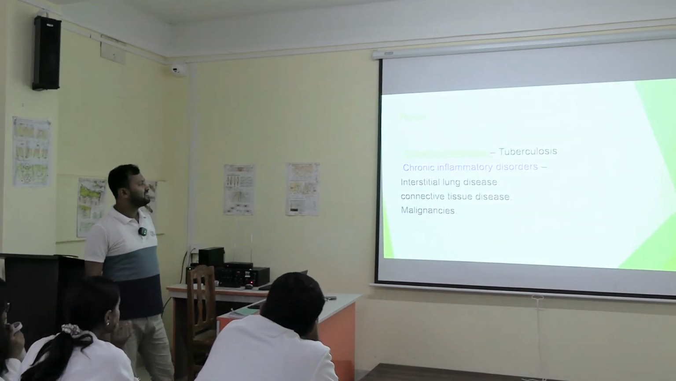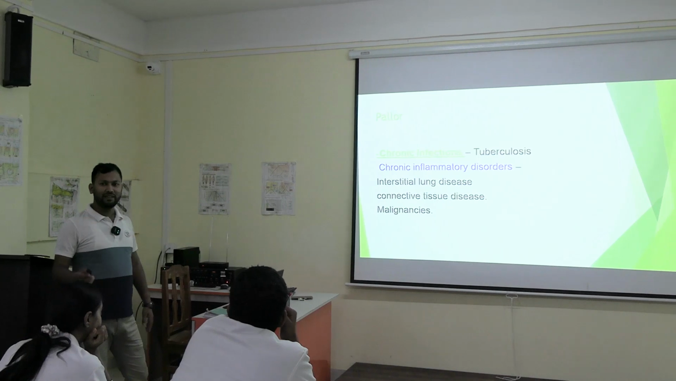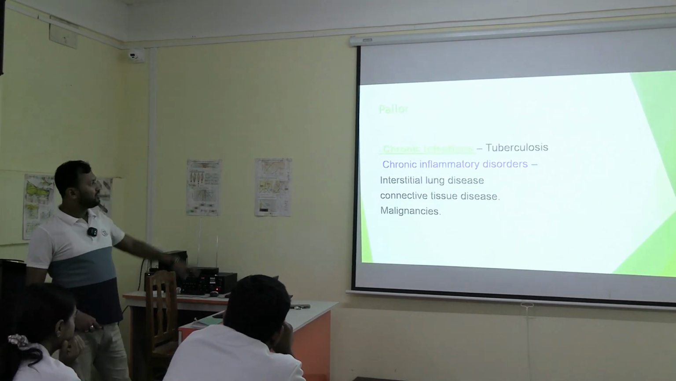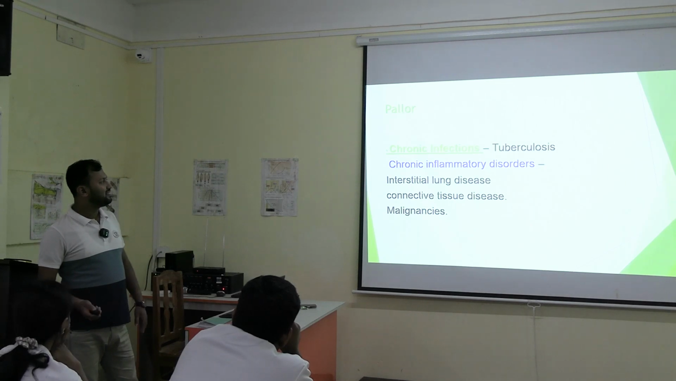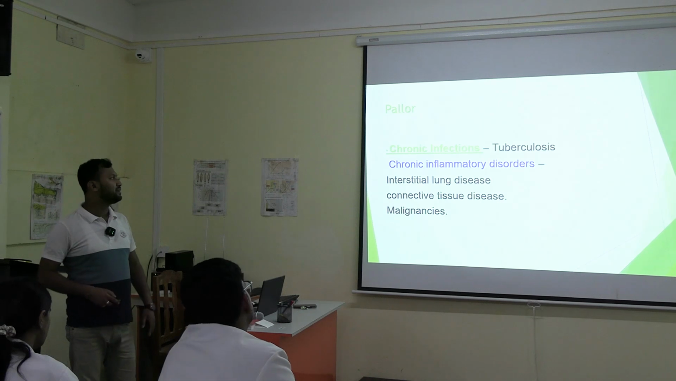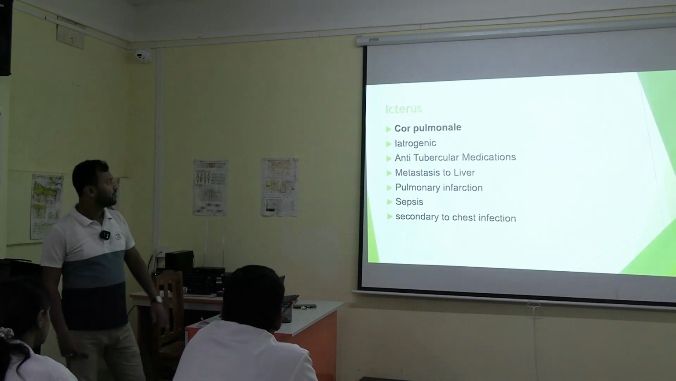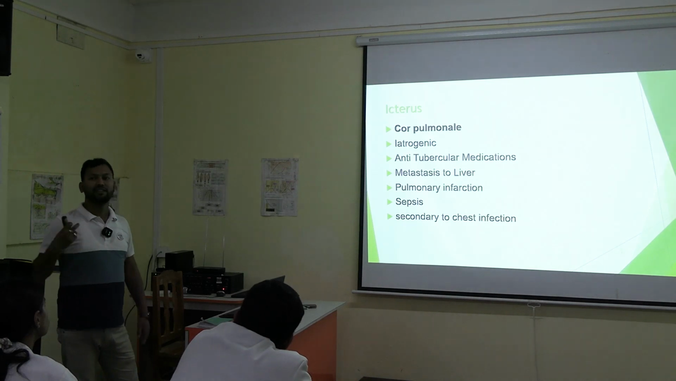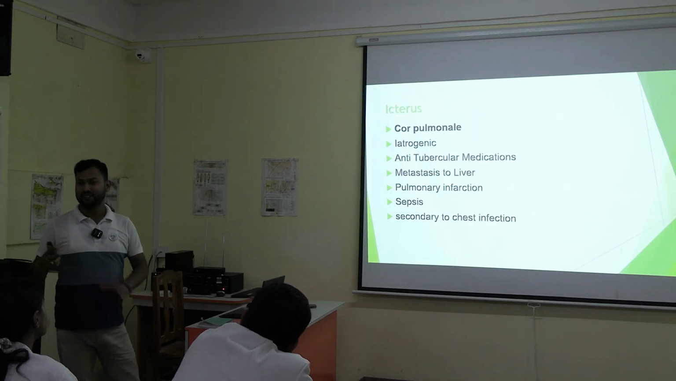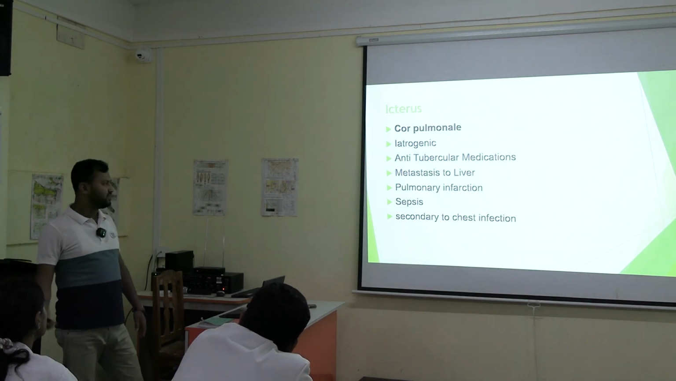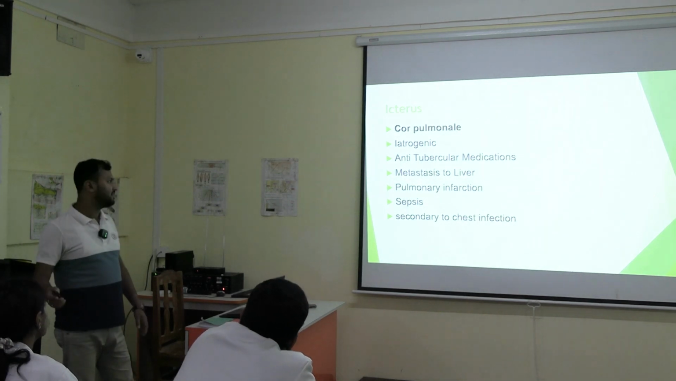Then you all know these things, na? You have to look for pallor. Pallor, you know all these things. You can see pallor in chronic infections like tuberculosis, then interstitial lung disease, connective tissue disease, malignancies. Then icterus will be in cor pulmonale. In cor pulmonale, there will be increase in the size of the right ventricle. You study about this by yourself. I'm just telling you the headings.